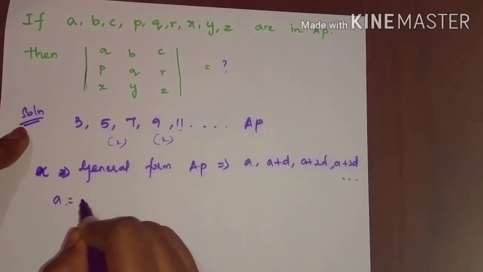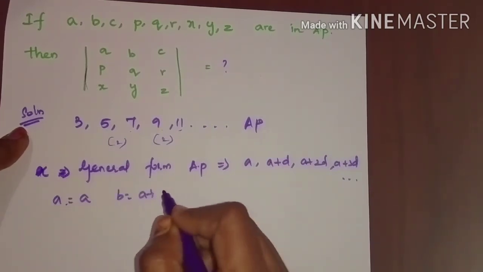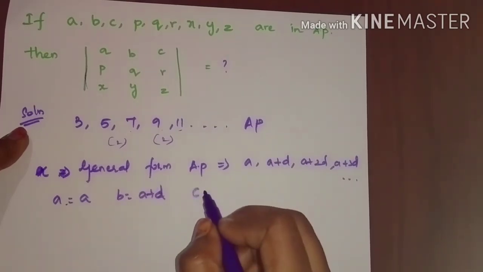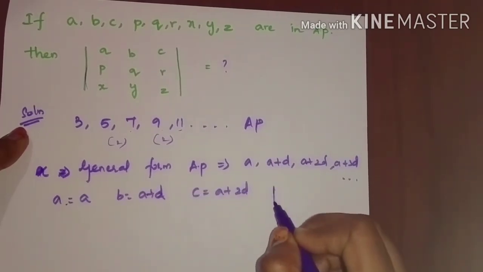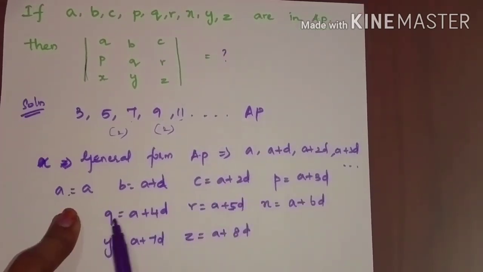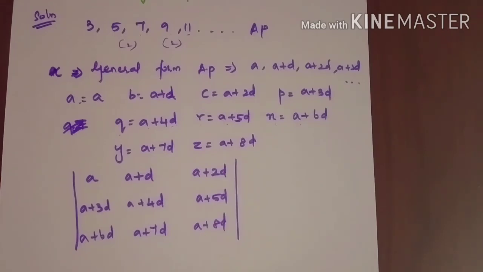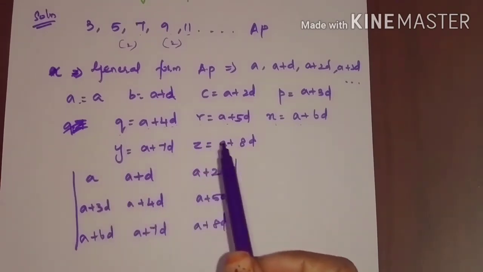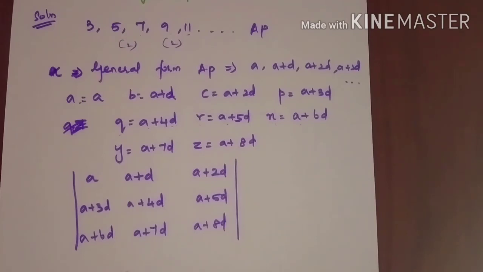From this general form, we can take the values for these elements present in the determinant. Let the first element A would be A, B would be A plus D, and C would be A plus 2D, and P would be A plus 3D, and goes on. Q would be A plus 4D, R would be A plus 5D, and X would be A plus 6D, Y would be A plus 7D, and Z would be A plus 8D. We can substitute those values in the determinant. This is the determinant after substituting each arithmetic progression value of A, B, C, P, Q, R and X, Y, Z. Now we can do some manipulations so that we can reduce the determinant easily.